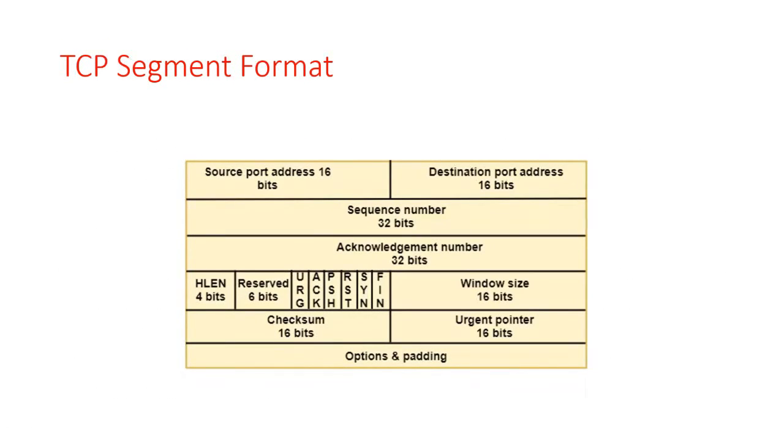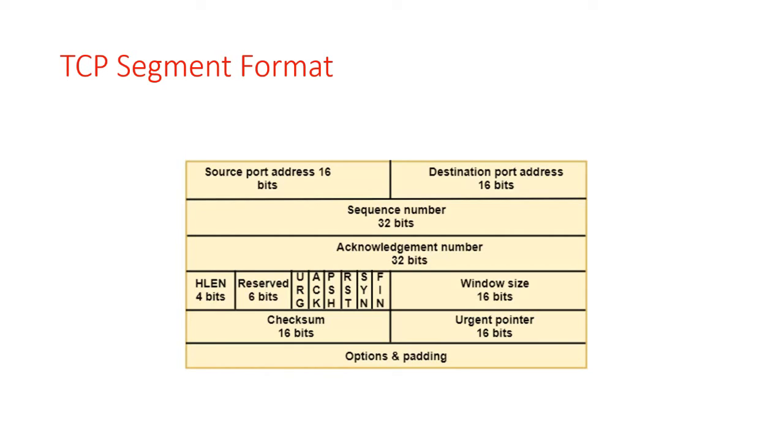So first is the source port address. It is used to define the address of the application program in a source computer. It is 16 bits, similar to the UDP protocol. Again, the destination port address is used to define the address of the application program in the destination computer, and it is also a 16-bit field.